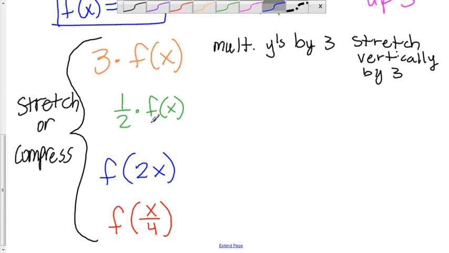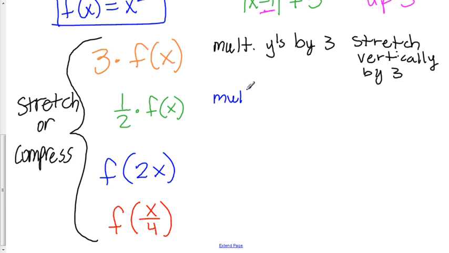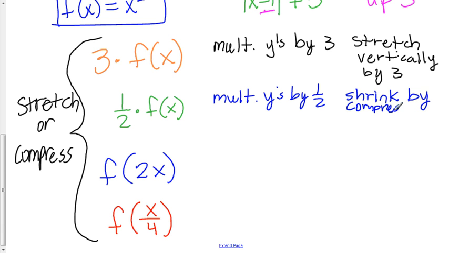This one here, half times f of x, again, it's the same thing. It's outside of the function, so therefore you're multiplying by a half. And this would be saying, you can say it one of two ways. You can say it shrinks or compresses. Now, when it shrinks or compresses by 2, you could also say it stretches by a factor of a half.